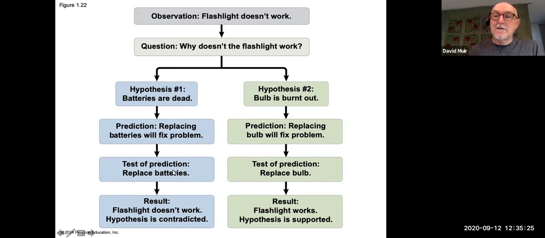You replace the batteries. The result: it doesn't work. What have you got to do? You have to reject this hypothesis here. Okay, that hypothesis goes.